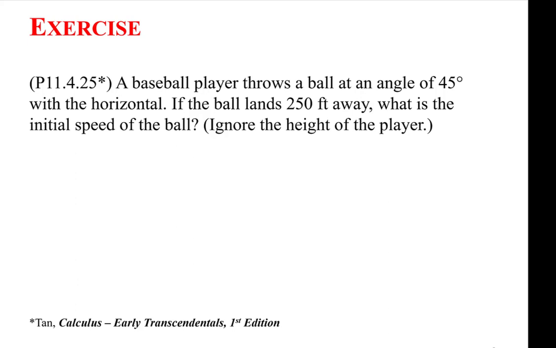A baseball player throws a ball at an angle of 45 degrees with the horizontal. If the ball lands 250 feet away, what is the initial speed of the ball? Ignore the height of the player.